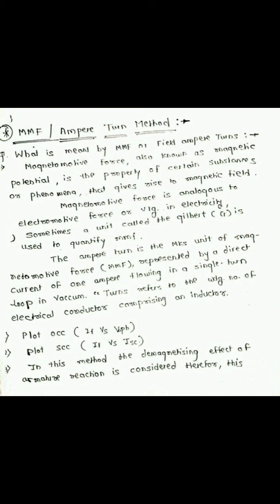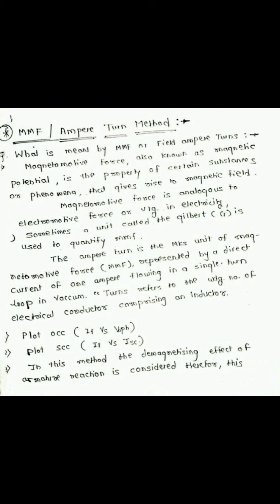In the last video we learned what the OCC is, that is the plot between the field current versus the generated voltage, the phase generated voltage, VPH. The second step is to plot the short circuit characteristics. As we know, the short circuit characteristics is the field current versus short circuit current.